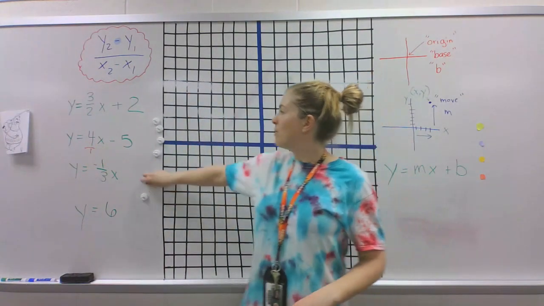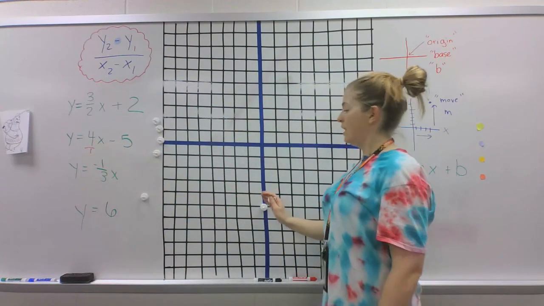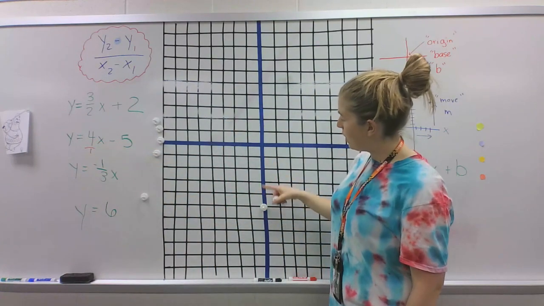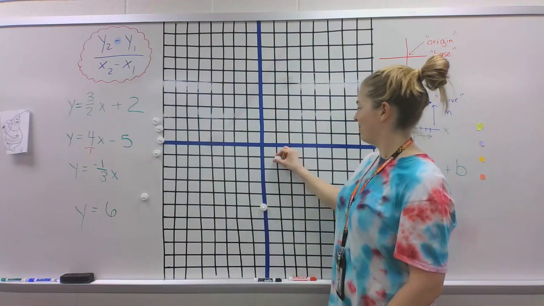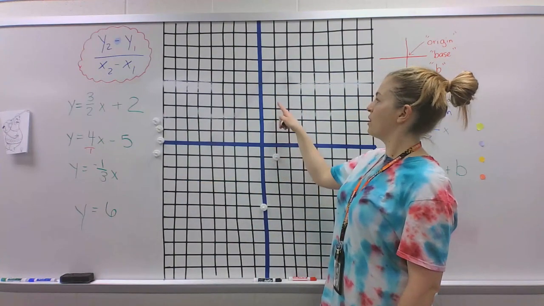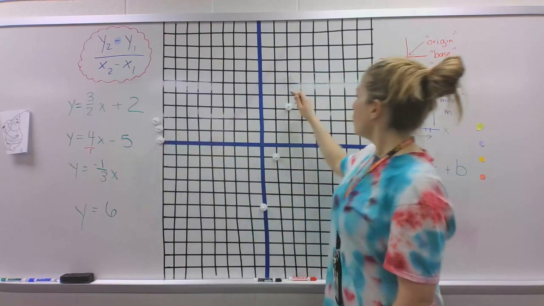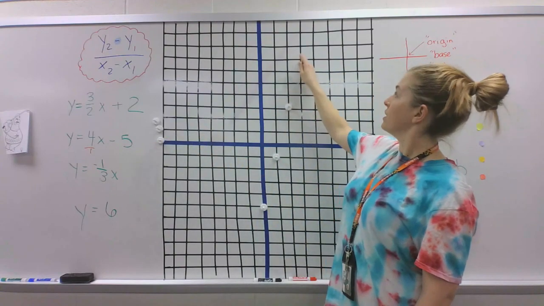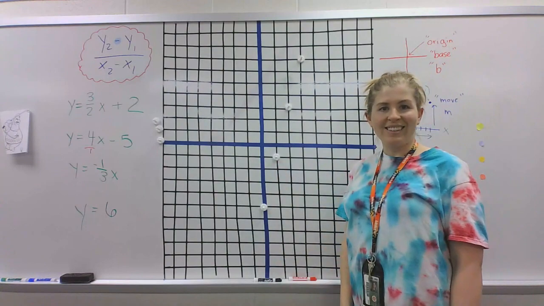So what we'll do is from -5, we're going to go up 4 over 1. So positive 4, 1, 2, 3, 4, to the right 1. Up 1, 2, 3, 4, to the right 1. 1, 2, 3, 4, to the right 1. And you can kind of see how we would graph that line.